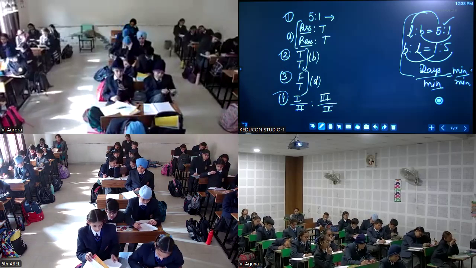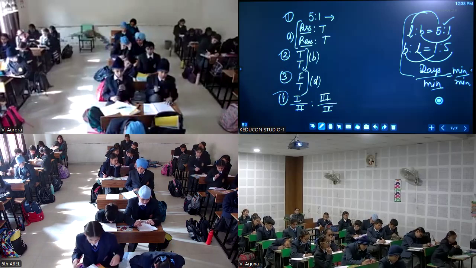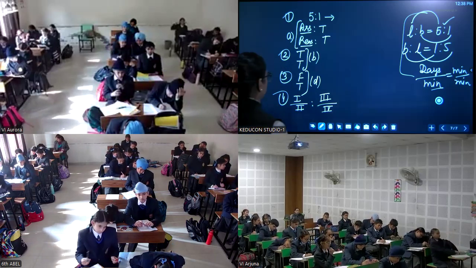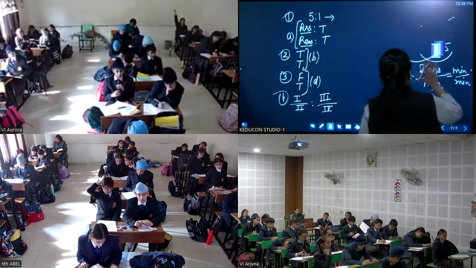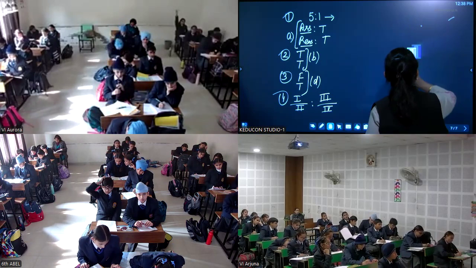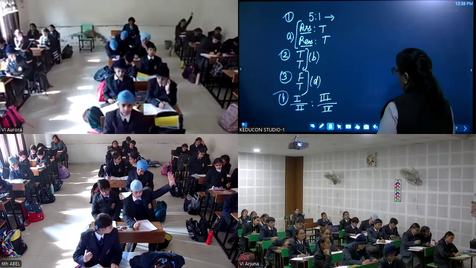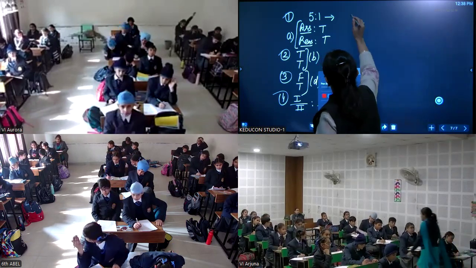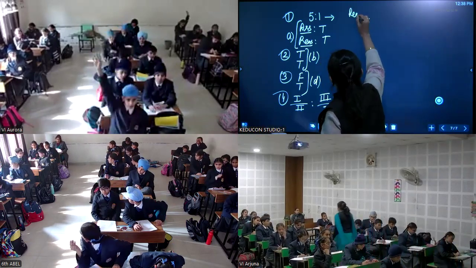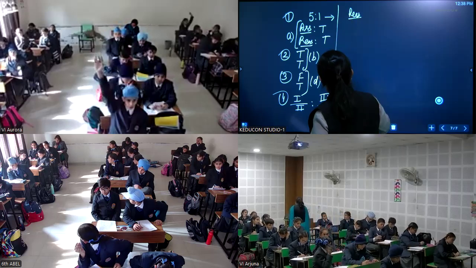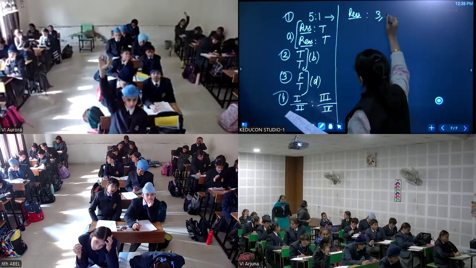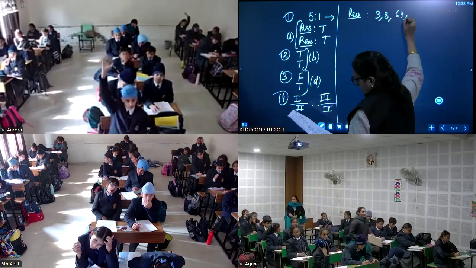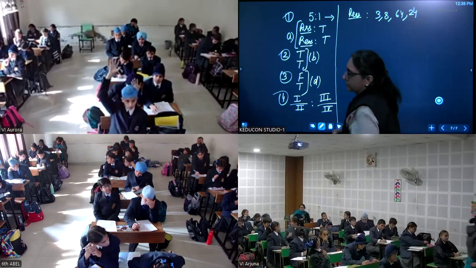Check the reason. 3, 8, 64 and 24 are in proportion. Please check it. Are they in proportion? 4 numbers are given to you. Put them in their correct positions. Okay. Reason: we are talking about the fourth question now. They are saying 3, 8, 64 and 24 are in proportion.